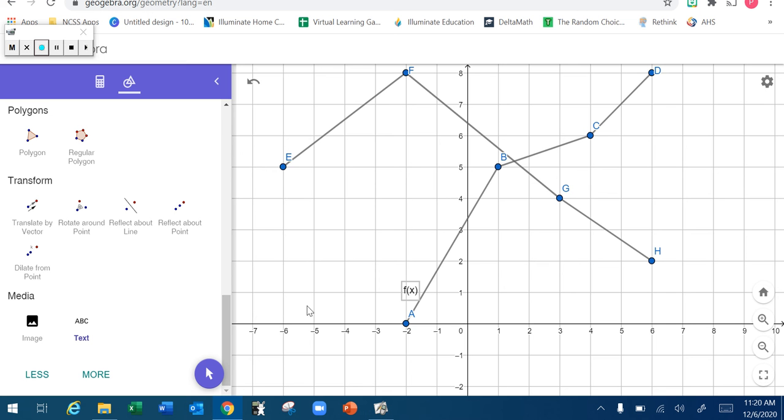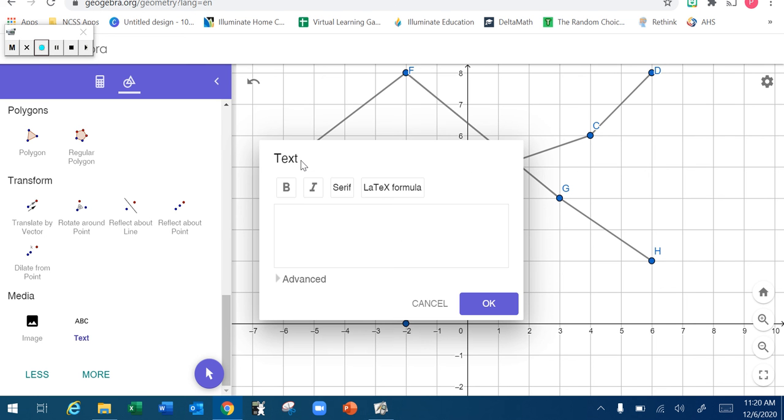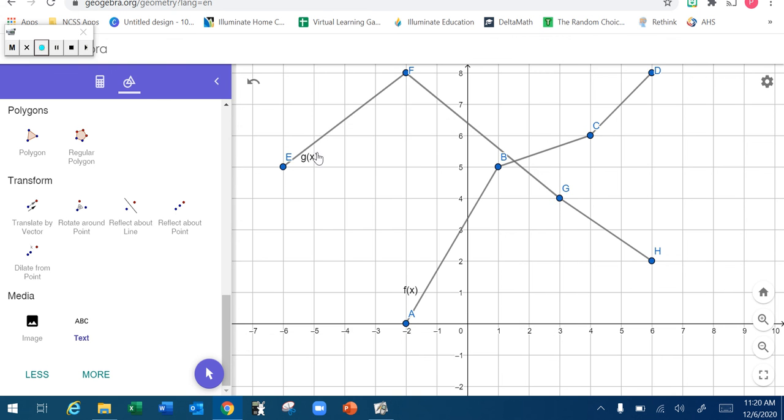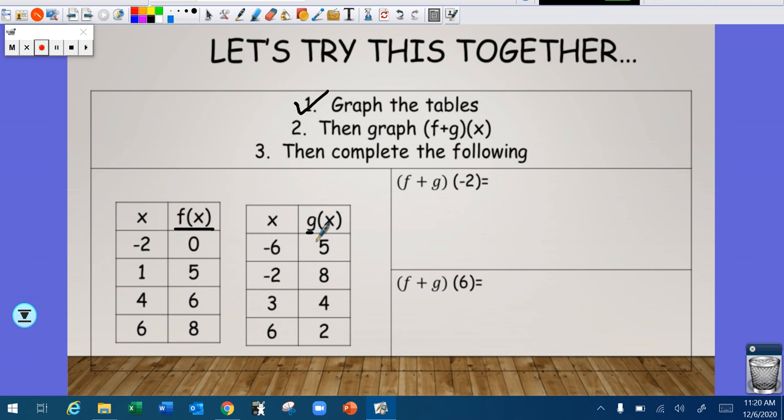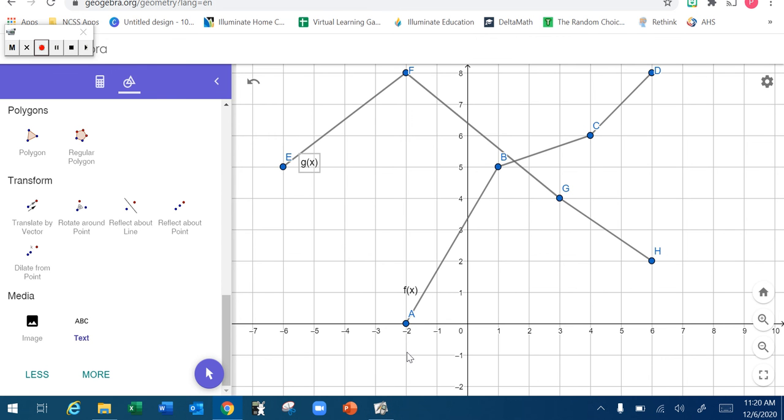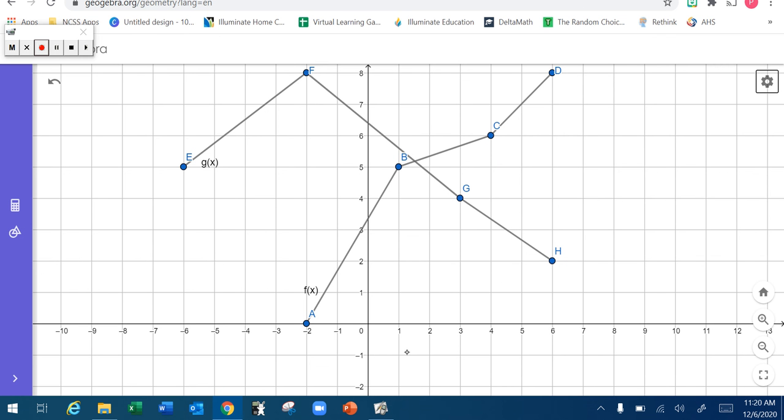And then my other function is called g of x. So I'm going to go type in g of x for that function. And where did I get that from? Because right here, the y value was called g of x. Okay, so now I need to follow some instructions from that graph.